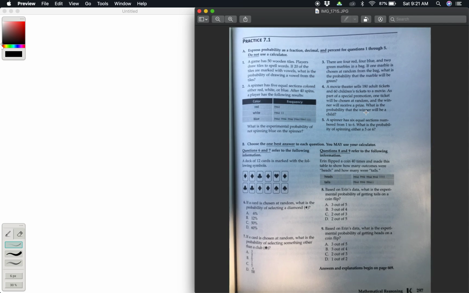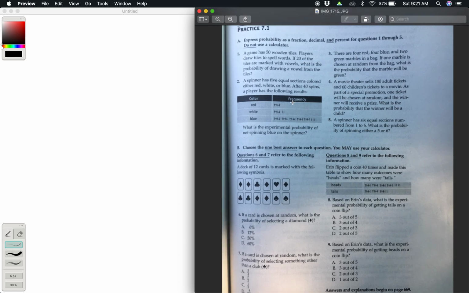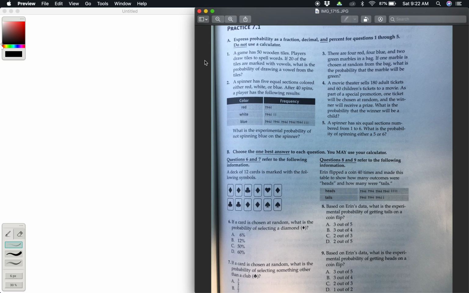Okay, so express probability as a fraction, decimal, and percent for questions 1 through 5. Just to further explain this, you should know your decimal and fraction equivalents. I've expressed this multiple times in the other lessons, because it's pretty important. It's like knowing your times tables. So a game has 50 wooden tiles. Players draw tiles to spell words. If 20 of the tiles are marked with vowels, what is the probability of drawing a vowel from the tiles?